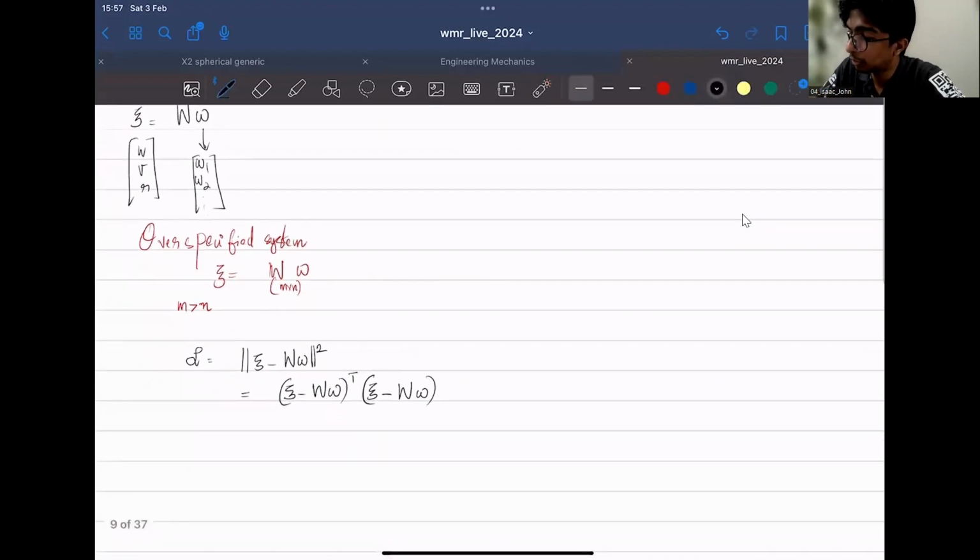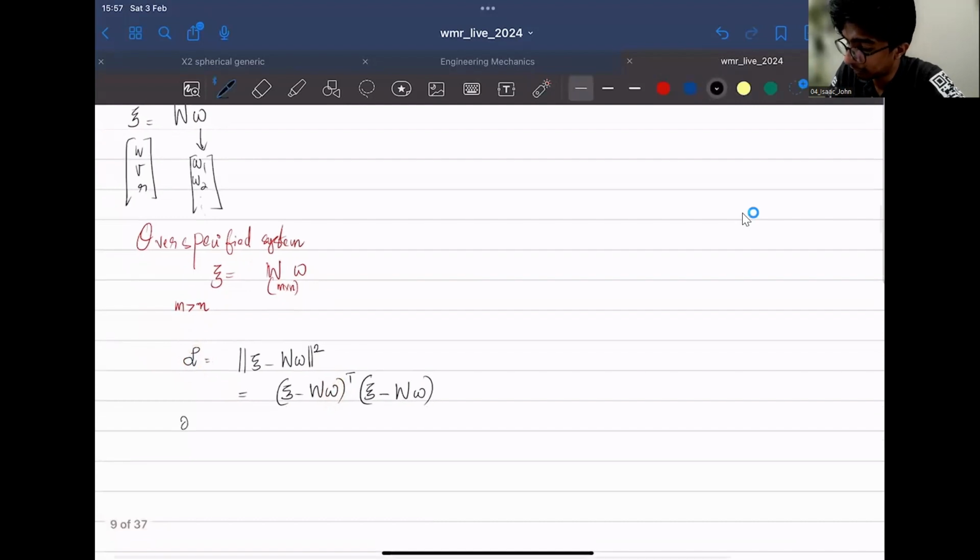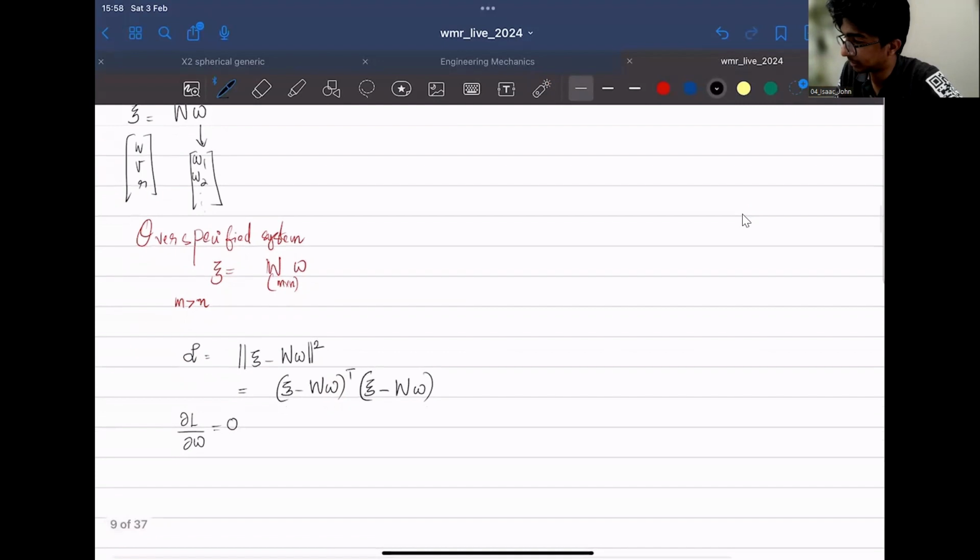So if you want to find out this omega that minimizes this objective function, all you have to do is take the derivative of this objective function with respect to omega. You have to find out omega where the derivative of L turns to 0. So how would you take the derivative of this expression?